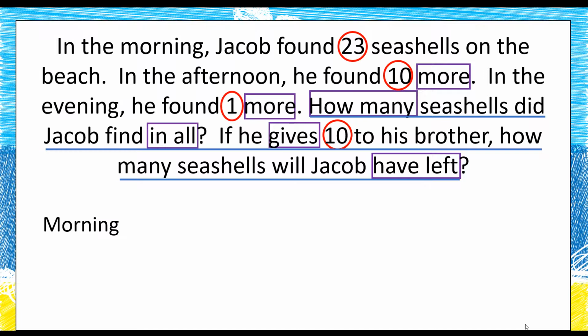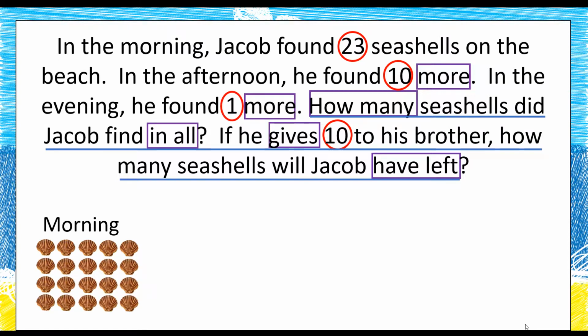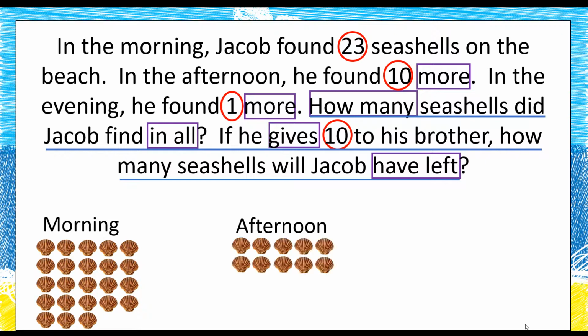So let's show what he has. In the morning, he finds 23. Can you count by fives with me? 5, 10, 15, 20, and 3. Then, in the afternoon, he found 10 more. 5, 10. In the evening, he found 1 more. This shows all of the seashells that Jacob found.